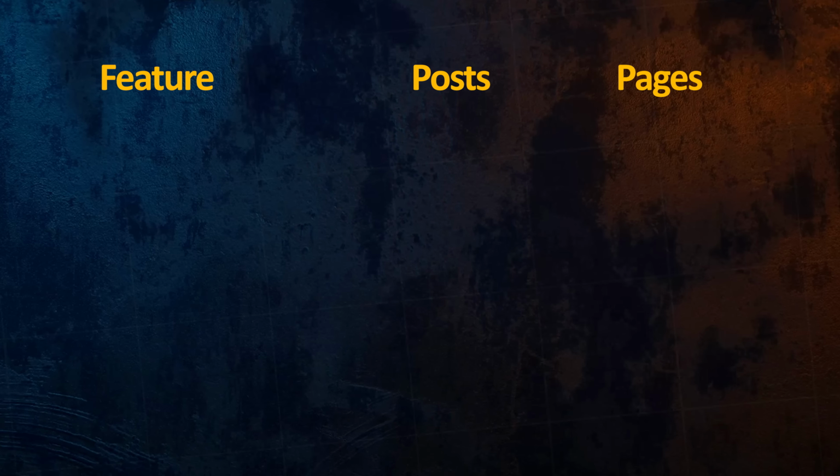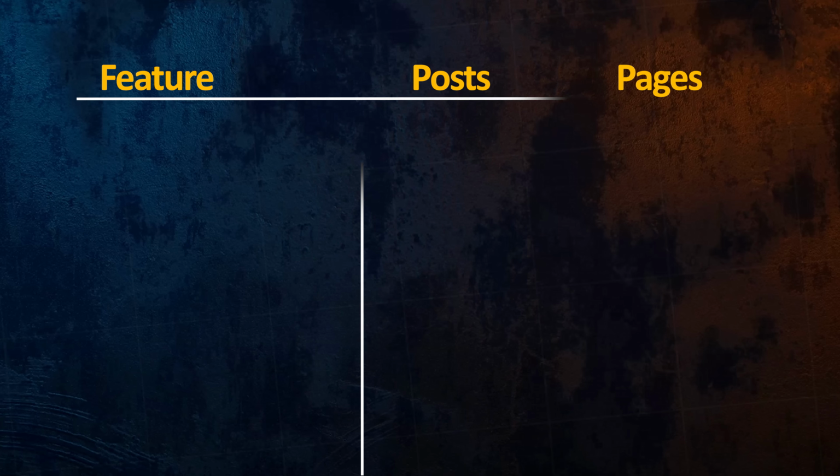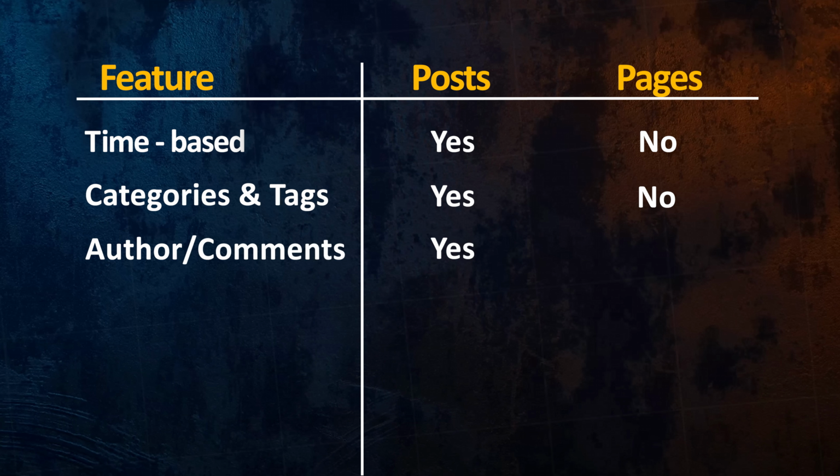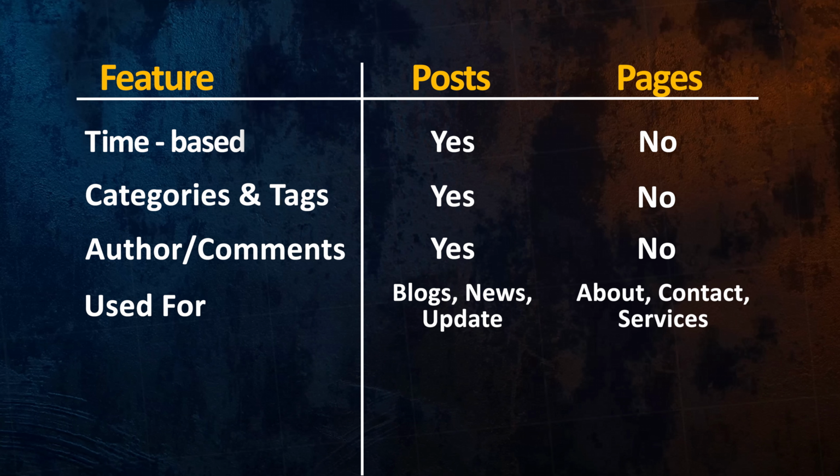So in a nutshell, let me give you a quick comparison with this table. When we talk about the post, it is time based, however the pages are not. A post may be part of a category or tags, while pages are not. A post will display the author and comments and let users add comments. However, a typical page does not have such an option. A post is used for writing blogs, news, and updates. However, pages are more of static content, for example, about, contact, and services.